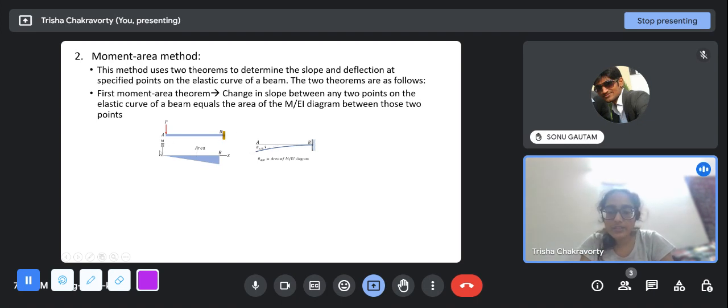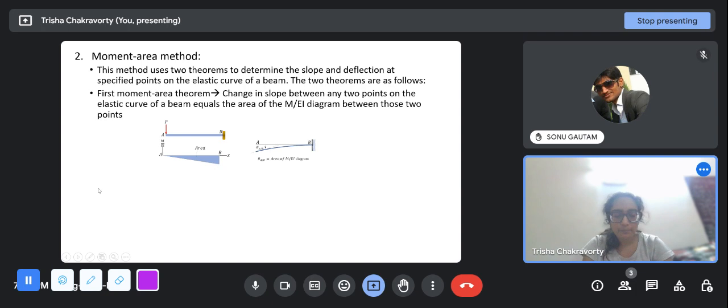Suppose a cantilever beam is loaded at the tip. This is the M by EI diagram, and it is a negative one. The slope at B remains 0 because this is a fixed support, and there is some slope at A, which you can visualize, since it deflects in this manner. You can visualize this rough deflection, right? And it deflects in this anti-clockwise sense, and so theta A minus theta B will be the area of the M by EI diagram between them.